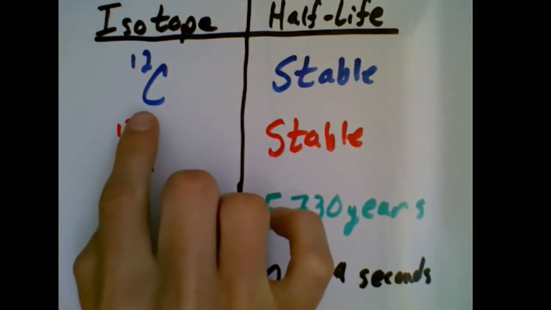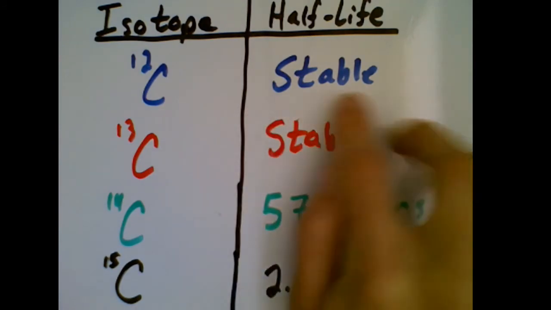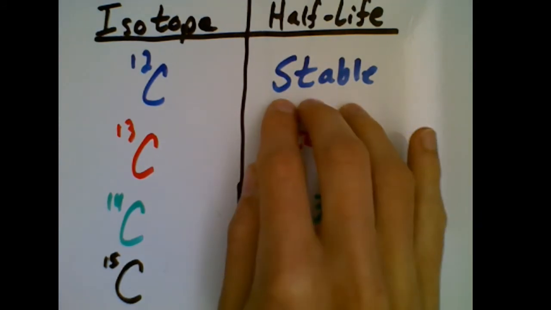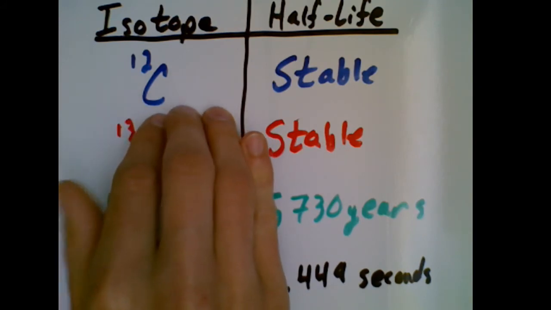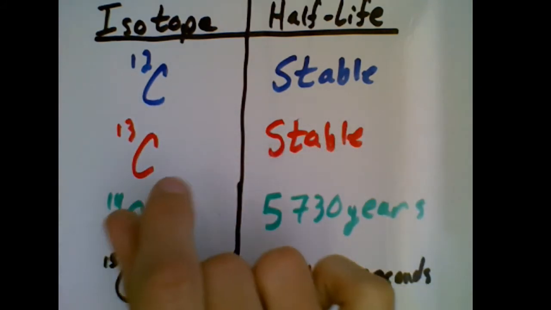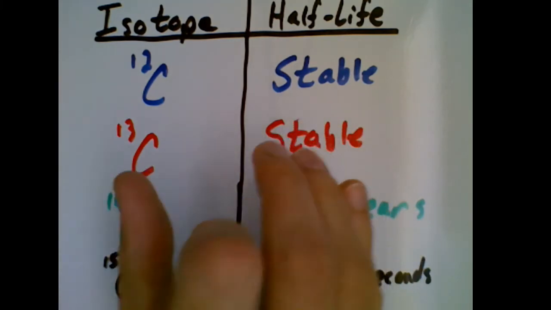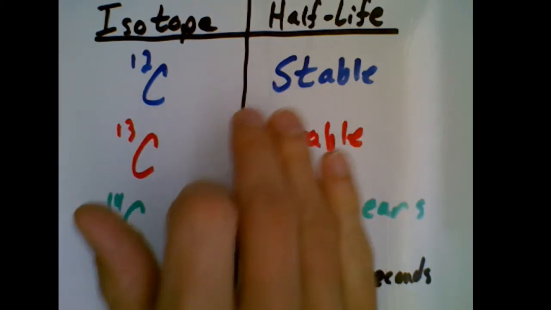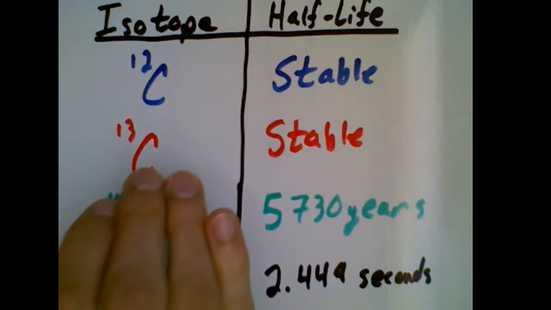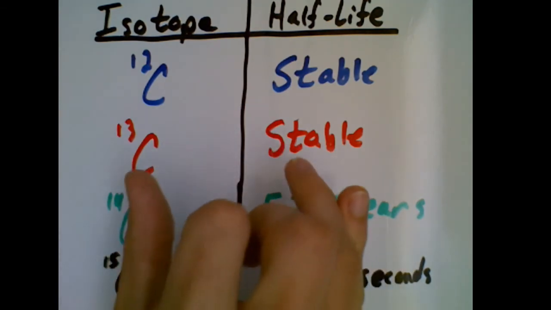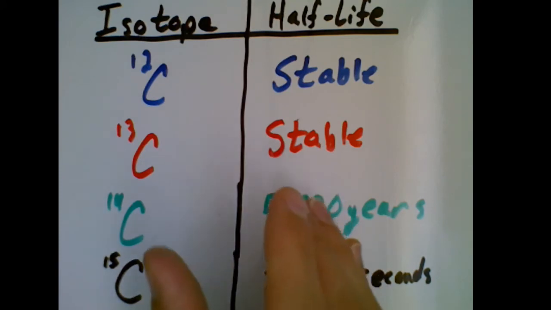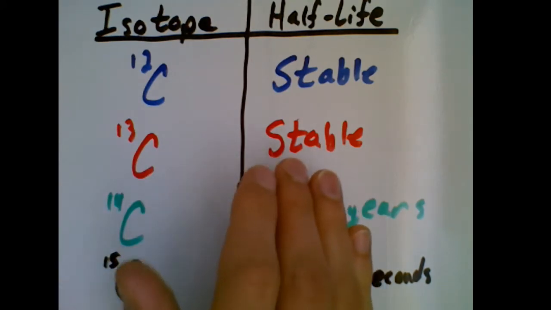So carbon-12 is considered to be stable, meaning that it doesn't really have a radioactive decay because it's a really stable version of this atom. It's a configuration of protons and neutrons that allow it to actually exist without breaking apart. Same with carbon-13. 6 protons, 7 neutrons allows carbon-13 to be really stable and not break apart.